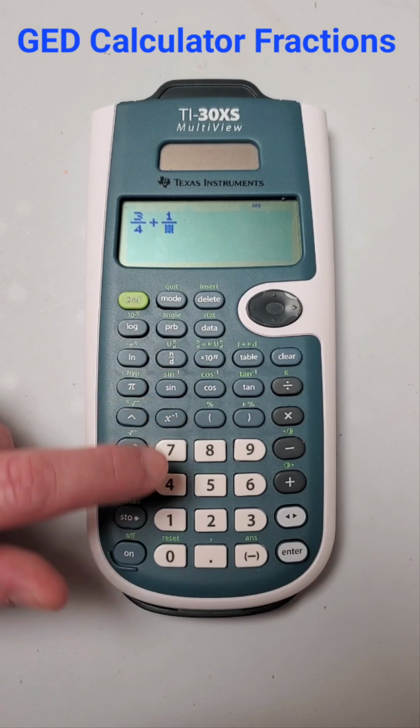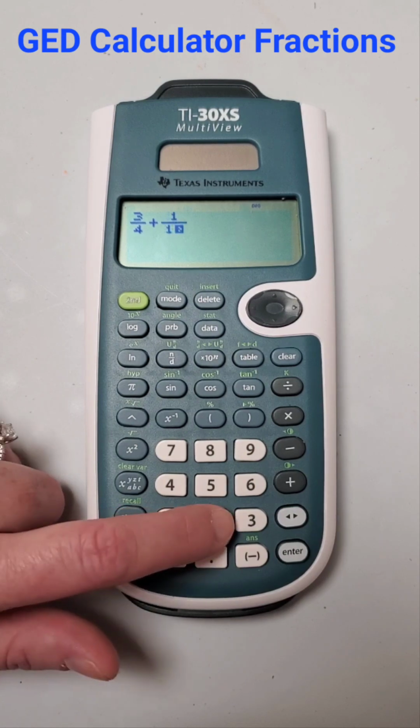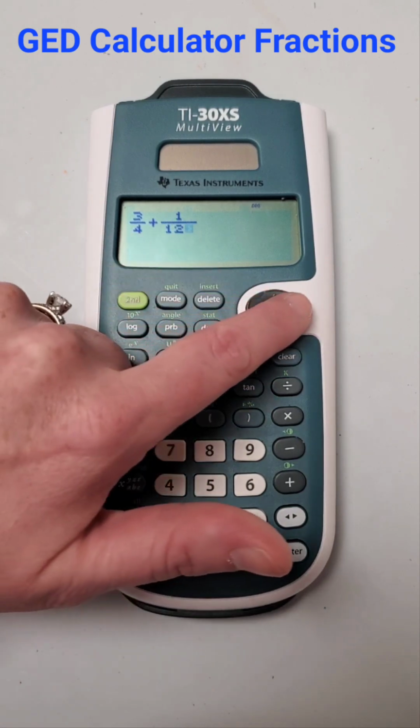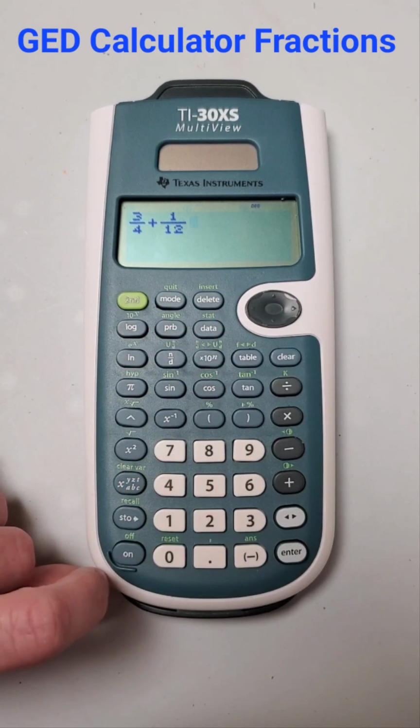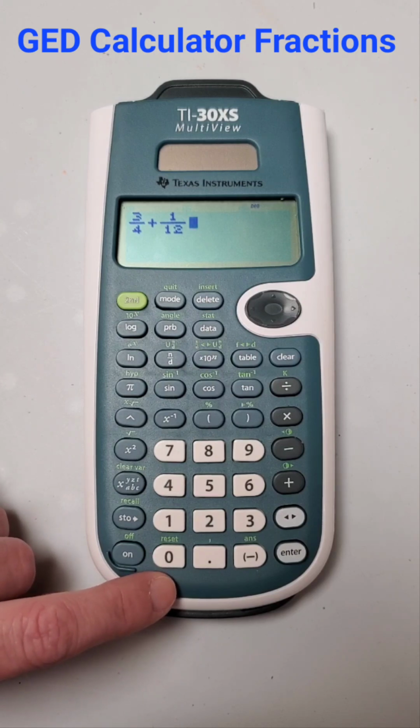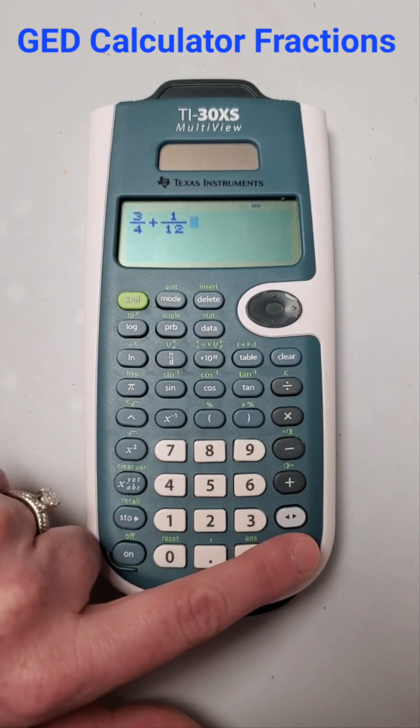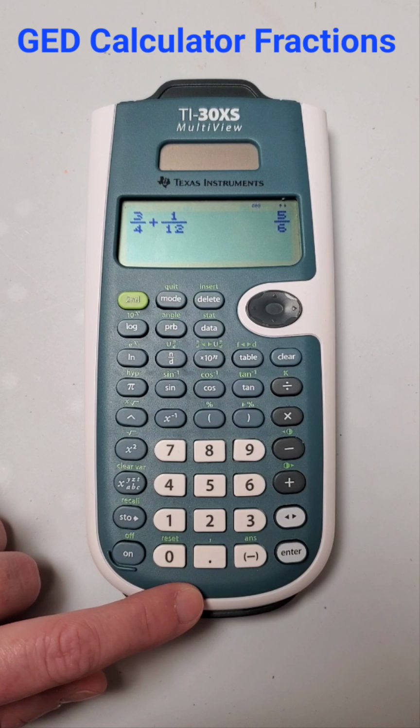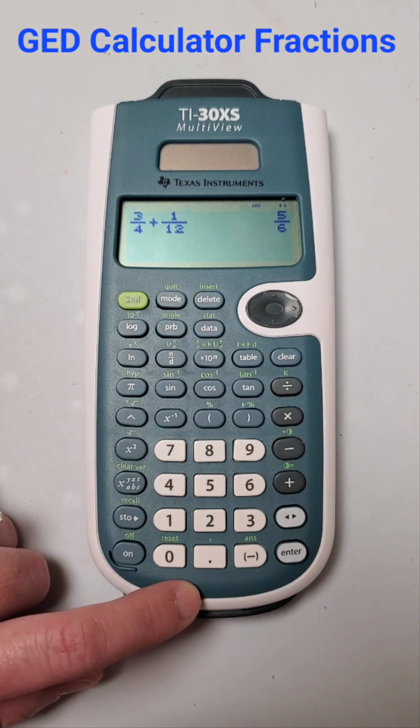Let's say I said 1/12, so now I'm going to hit a 12 down here. I'm going to do a 1, 2. Again, I have to hit over to get out of my fraction, and I'm going to ask the calculator to add 3/4 plus 1/12, and I hit the enter button, and it gives me 5/6. That is how you do proper fractions with the calculator.